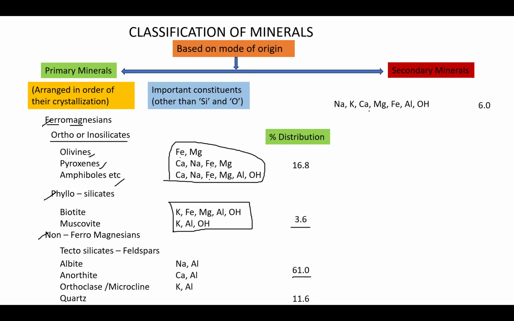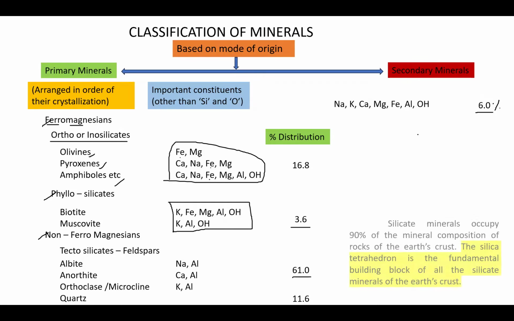Example, your sodium, potassium, calcium, magnesium, iron, and aluminium, and hydroxides. These are distributed around 6%, but play a major role in soil science. We'll discuss this. This is what I am insisting on a lot: silicate minerals, mainly the secondary minerals.